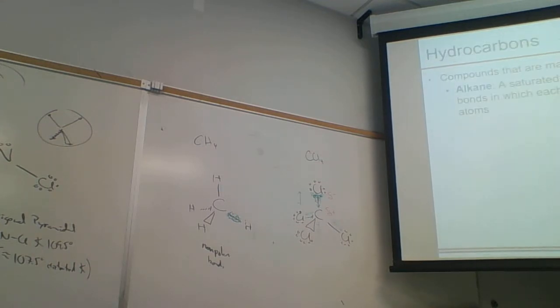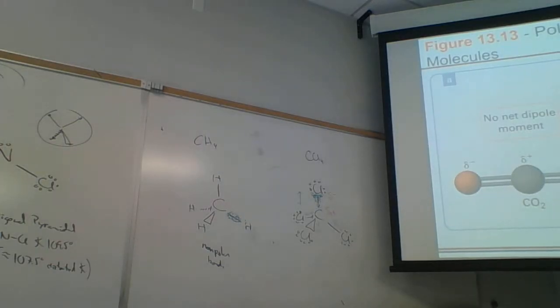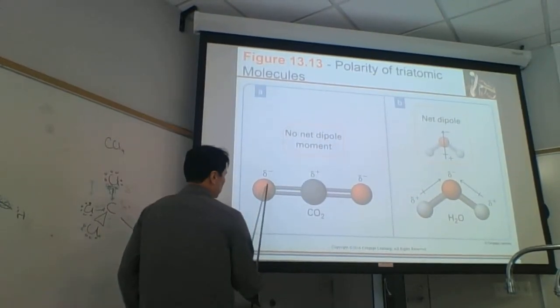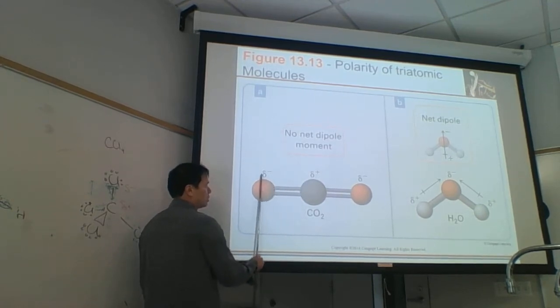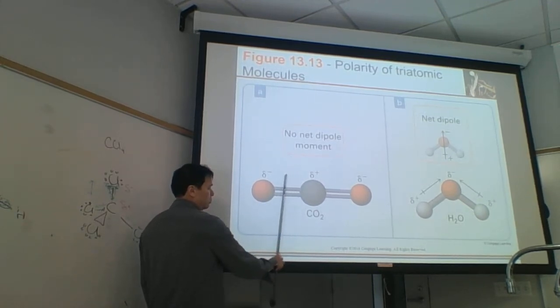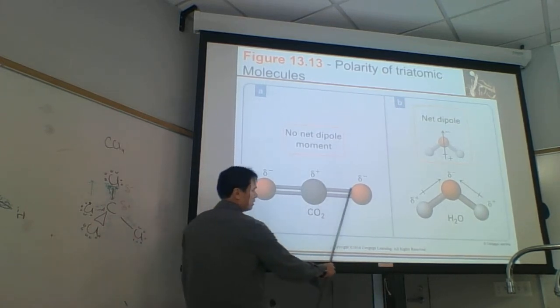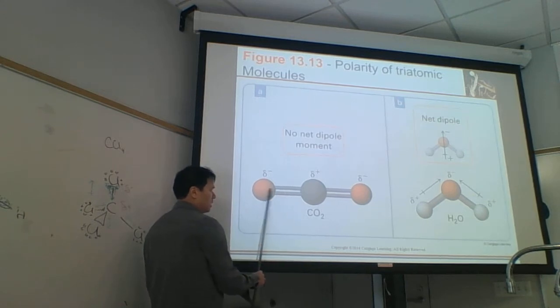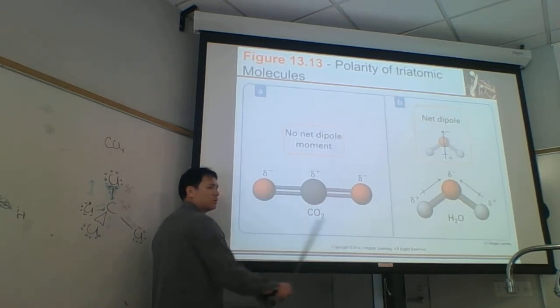So let's look at some other structures here. CO2 has very polar bonds. I can see the bond dipoles here. Oxygen is more electronegative, so it's pulling the electron cloud towards it, building up negative charge. As the electron cloud gets pulled away from carbon, it's building up positive charge on carbon. The same thing here. And so there's a tug of war pulling left, a tug of war pulling right with the bonds. But what's happening with the molecule as a whole?